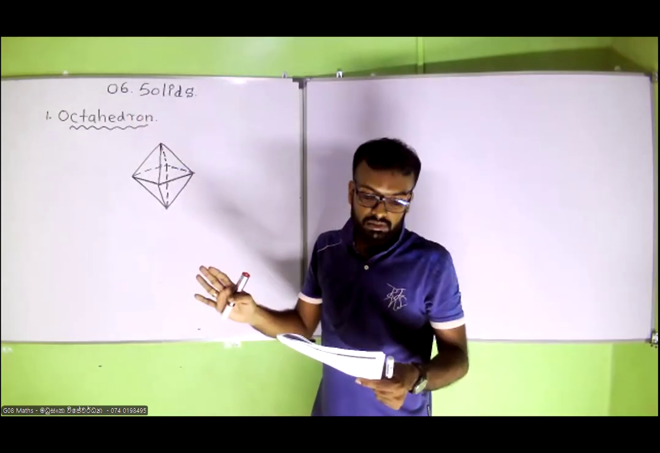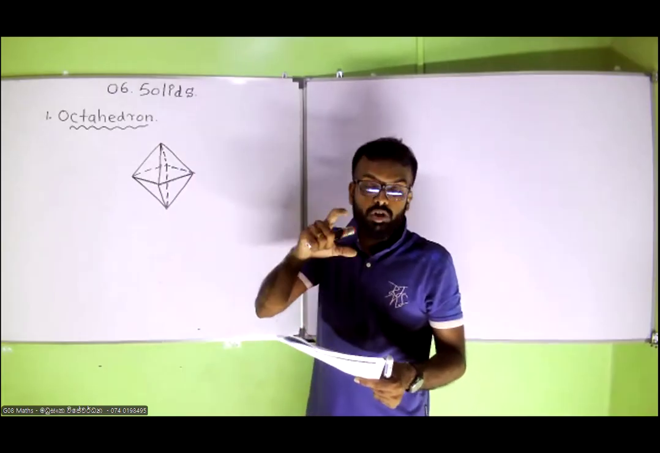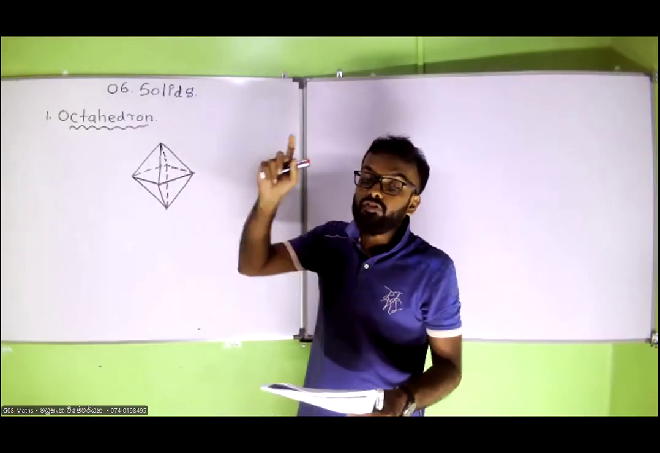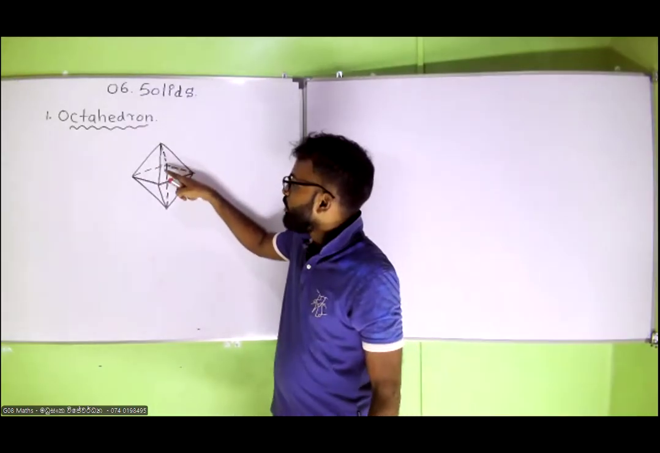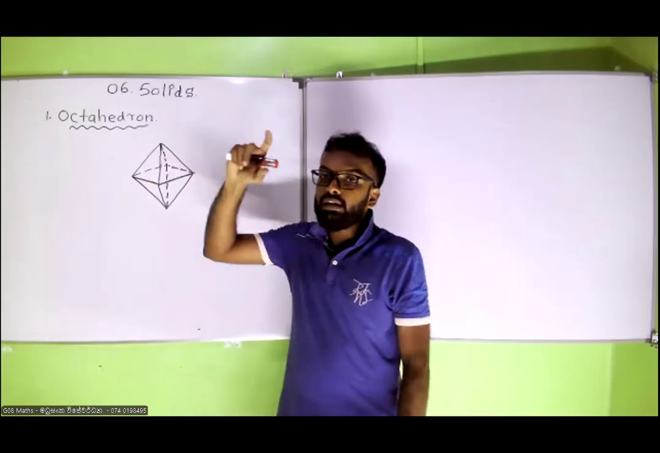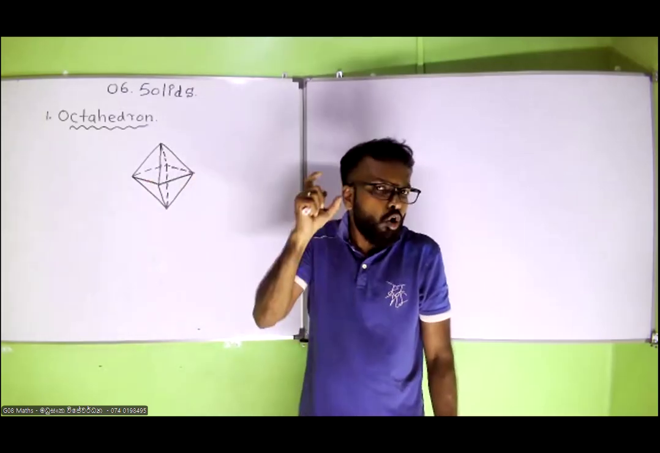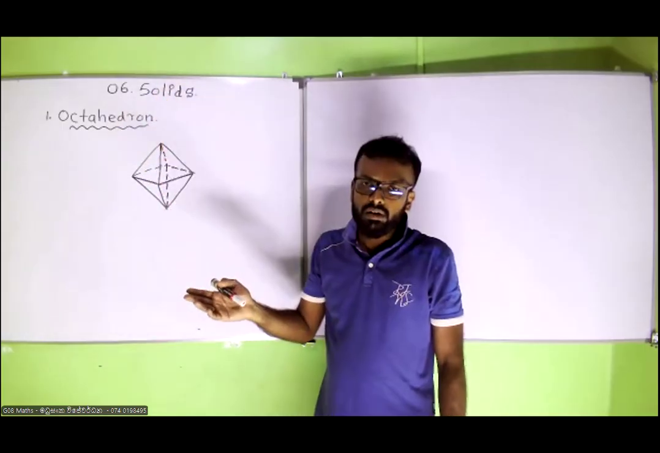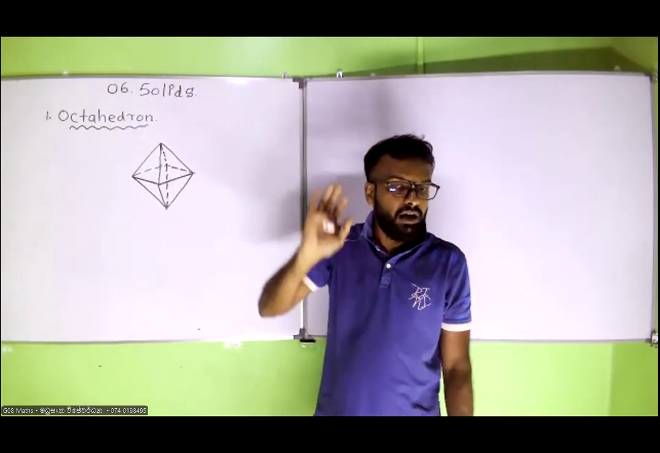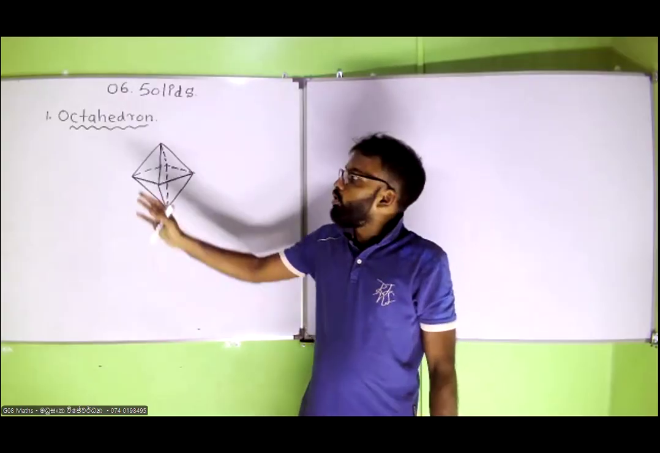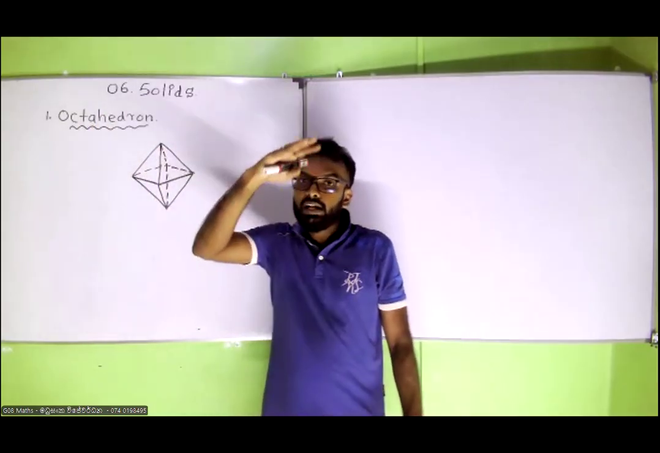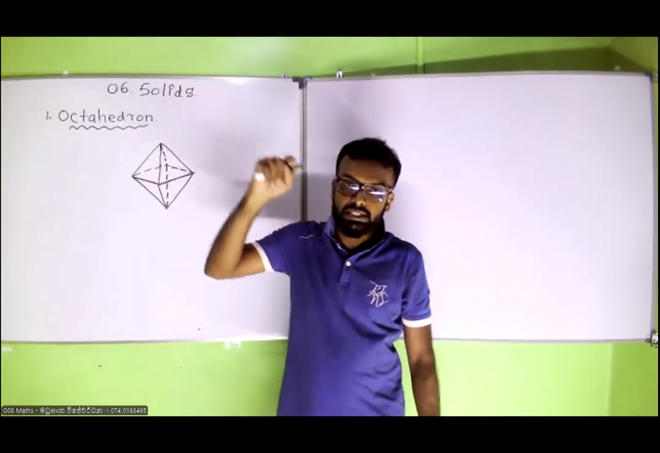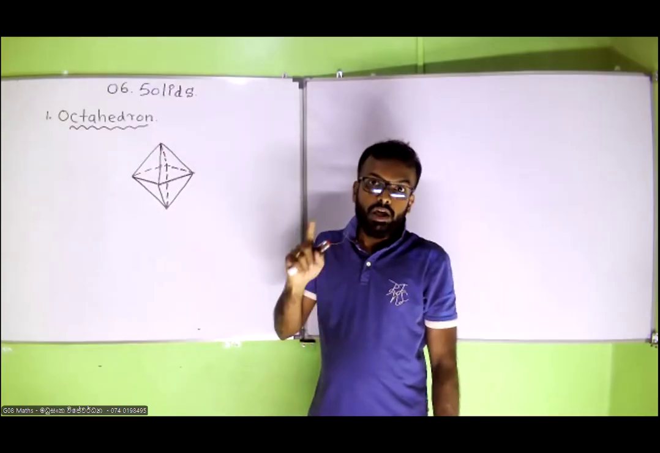So normally we are going to tell our octahedron. It is a solid object which has 8 identical equilateral triangles. Each and every shape is an equilateral triangle. How many are there for an octahedron? Octa means 8. You need to remember, octa means 8.